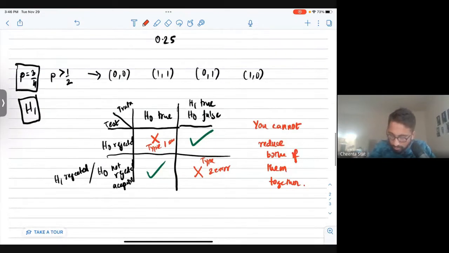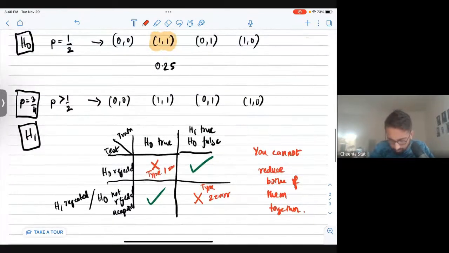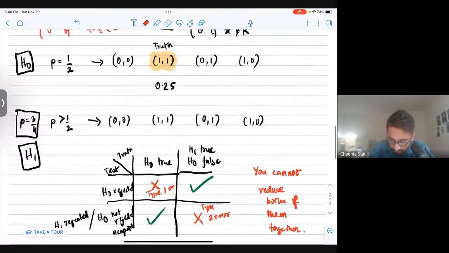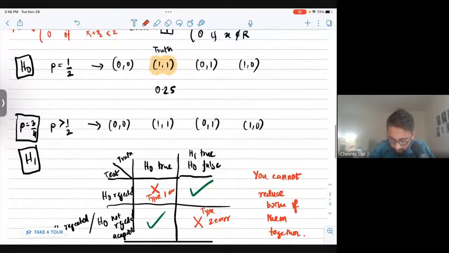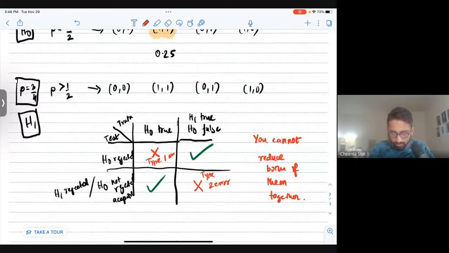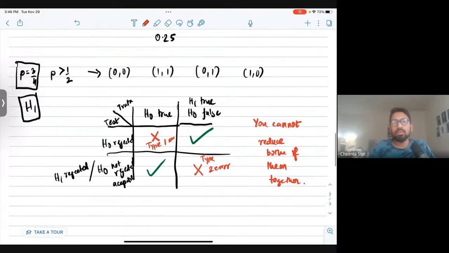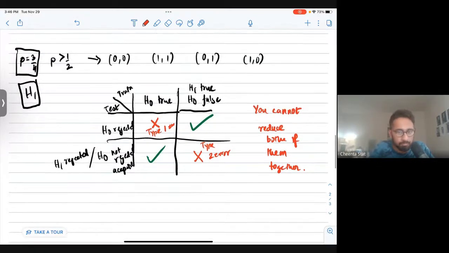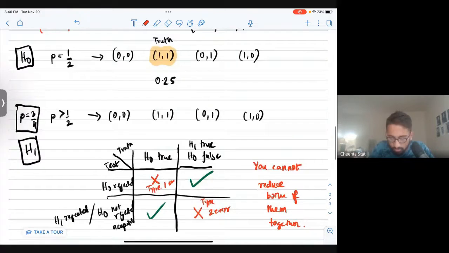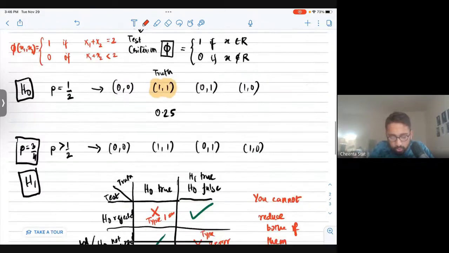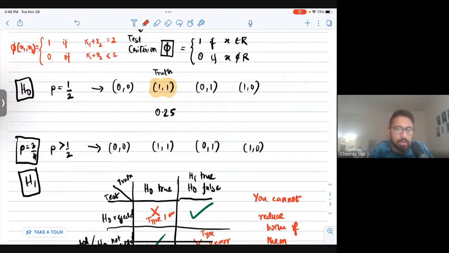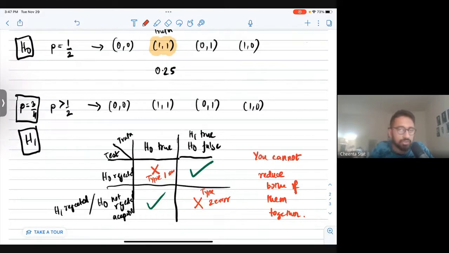So the one way to reduce type 1 error is, you can always reduce type 1 error to the minimum. When H naught is true, what will happen? You can always reduce type 1 error to a certain extent.